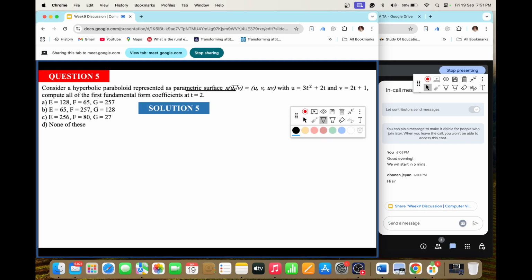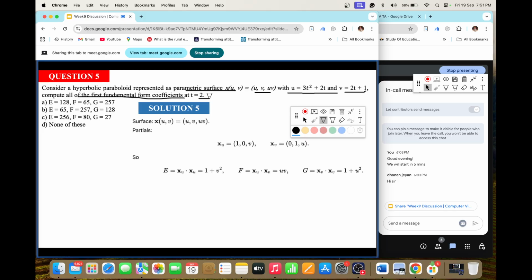represented as a parametric surface x(u,v) as (u, v, uv), with u equals 3t square plus 2t, v equals 2t plus 1. Compute all of the first fundamental form coefficients at t equals 2. So how do you proceed? You have to first calculate xu and then xv.